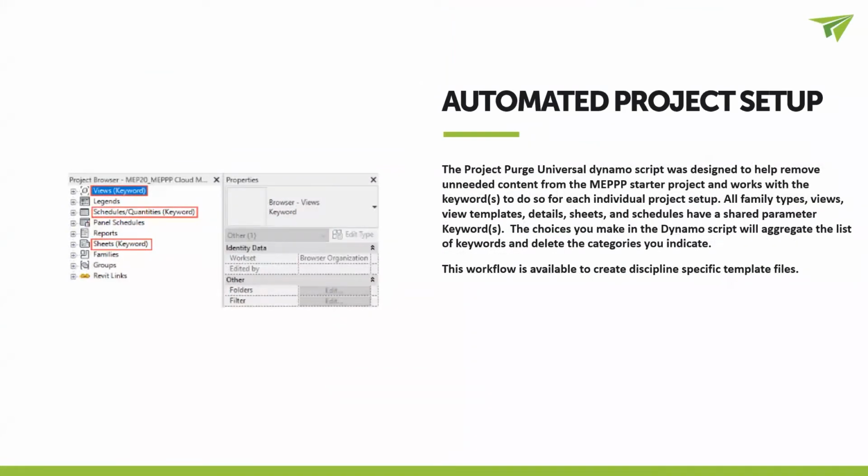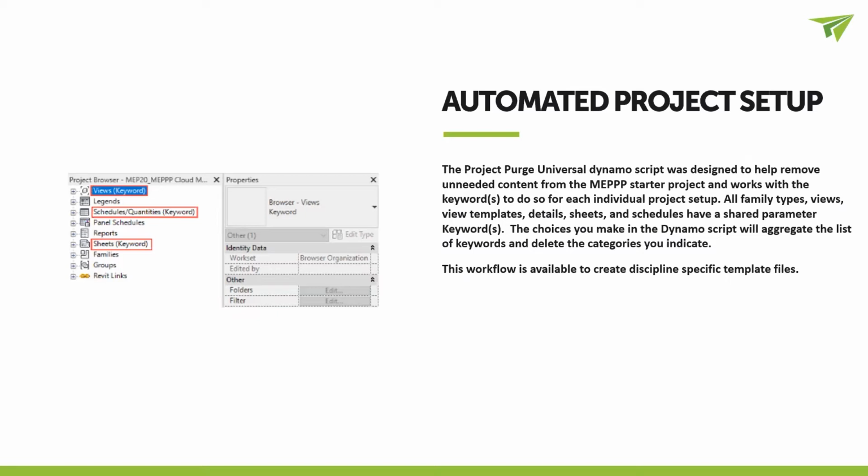So the name of the script included to do automated project setup is called the Project Purge Universal Dynamo script. It's in the file structure under Common Add-ins and Dynamo. So if you ever do want to play around with it, you can. And the whole idea here is to be able to strip out the things we don't need.